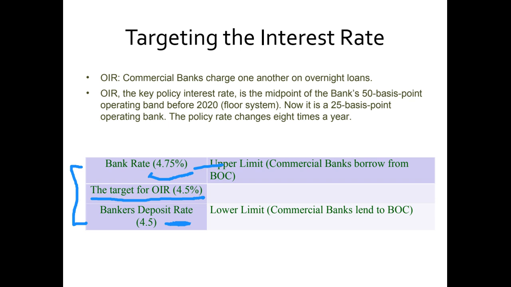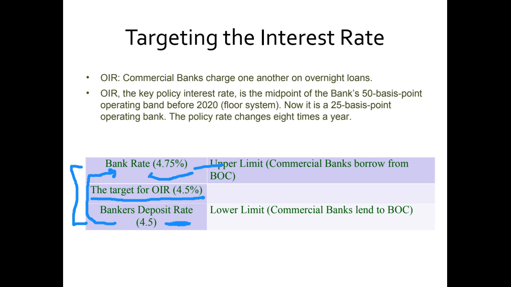And now you can see from this 4.5% to this 4.75%, the difference is only 0.25. That's why we call it a 25 basis point operating band. What is the bankers' deposit rate? This is the lower limit, and this is the rate when commercial banks lend to the Bank of Canada. So when commercial banks keep their money with the Bank of Canada, the Bank of Canada pays this rate, that is 4.5%.